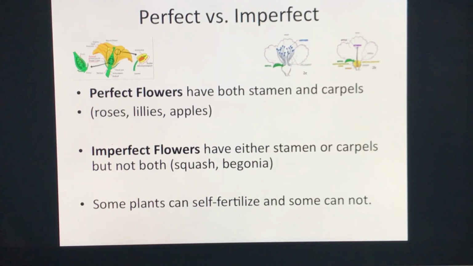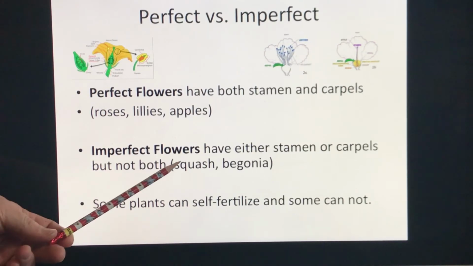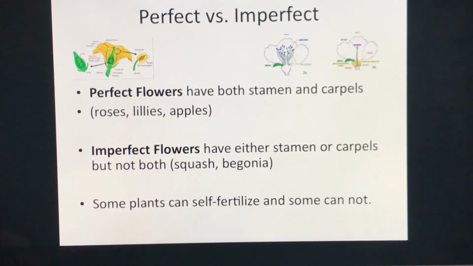So interestingly, flowers can be classified into 2 different categories: what you call a perfect flower that has both the stamen and the carpel in one flower, and that would include roses, lilies, and apples. But then there are other flowers that you'd classify as imperfect because they have either a stamen or a carpel, but not both. And that would include squash and begonia. So some plants can self-fertilize and some cannot.